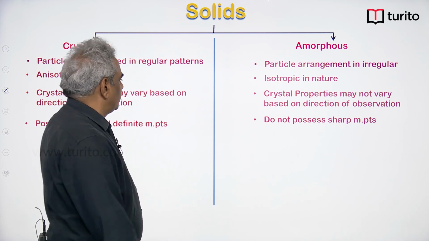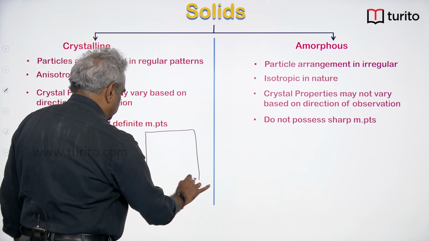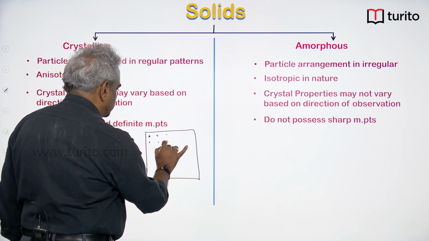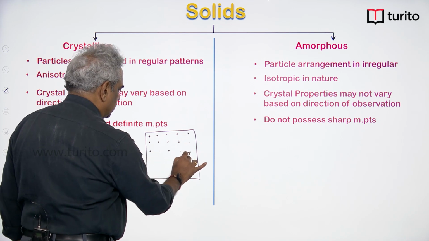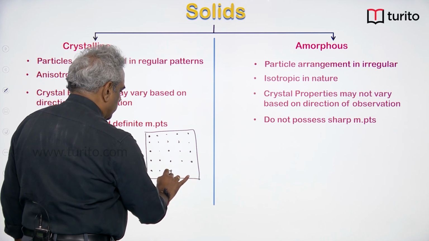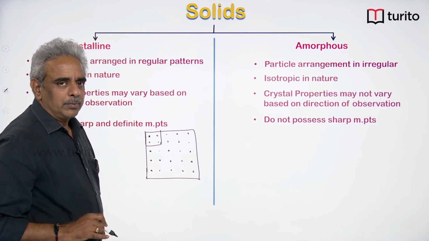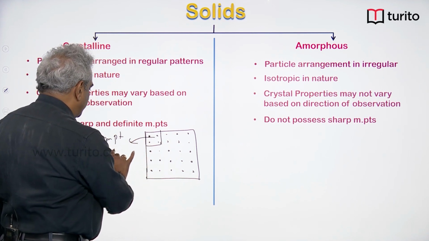In crystalline substances, what happens? Suppose you have a crystal, the particles are systematically arranged as per our earlier discussion. See how nicely they are arranged. Assume I cut one piece from this part. I will take this piece and observe the melting point, happens to be x.